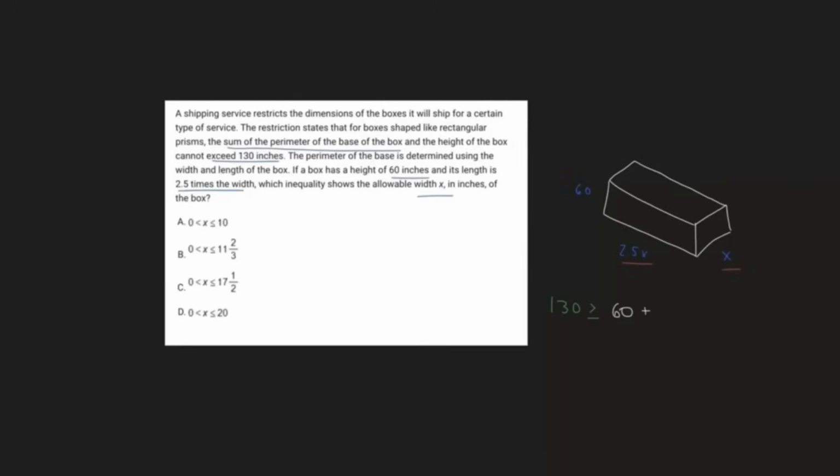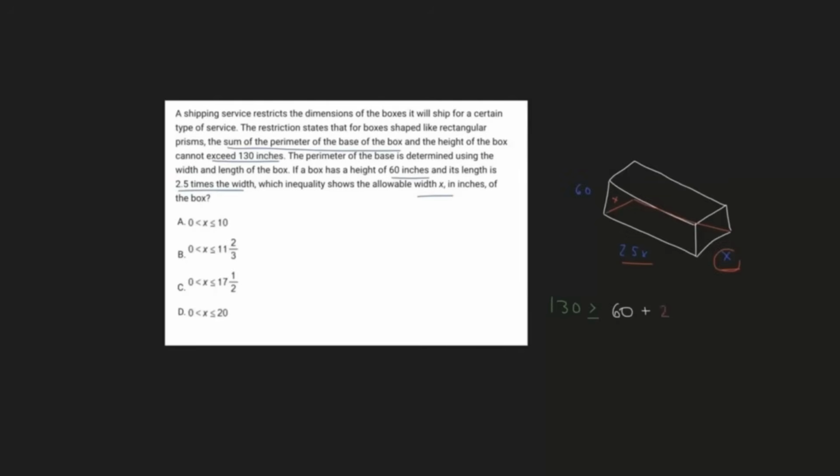However, there's that other side. I'm trying to make the drawing. This is a three-dimensional object, so you have two widths in reality. You have a width on this side right here, and you have a width on the other side. And the same thing with the length. So you have 2.5x on one side and 2.5x on the other side. And therefore, when we write our inequality to find the perimeter of that base, we can just double the addition of both the length and the width.